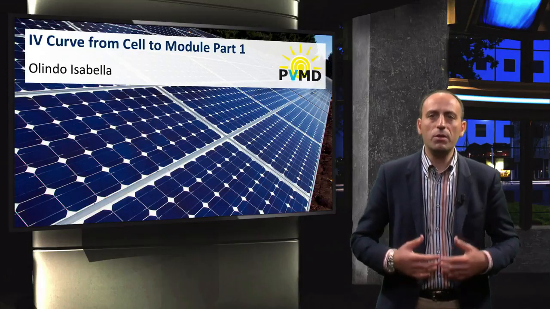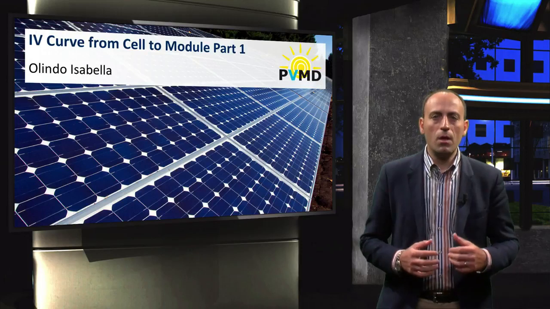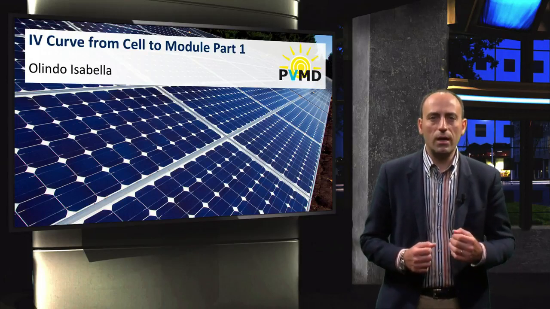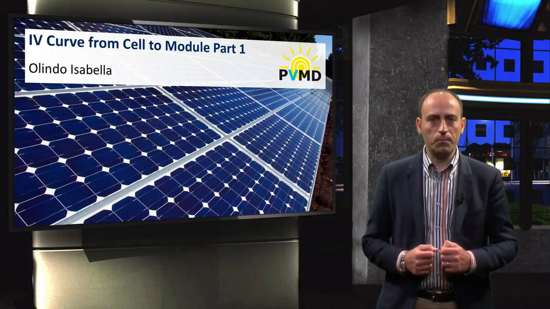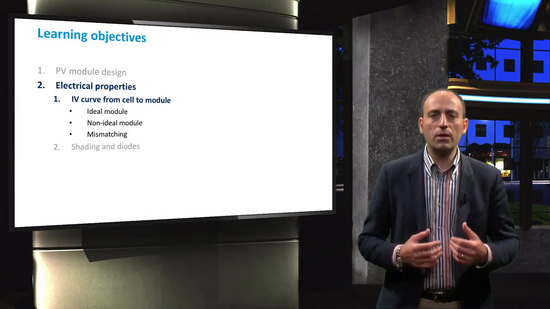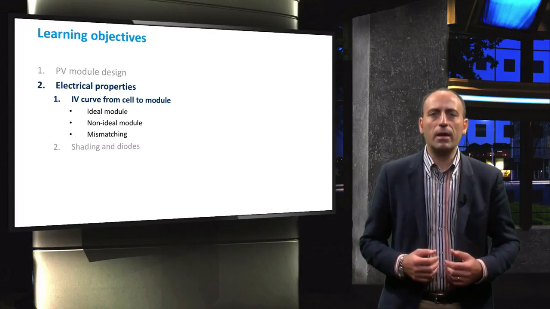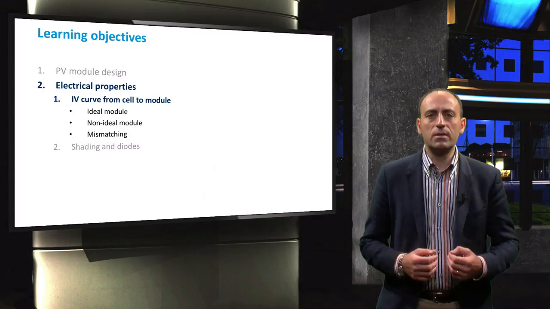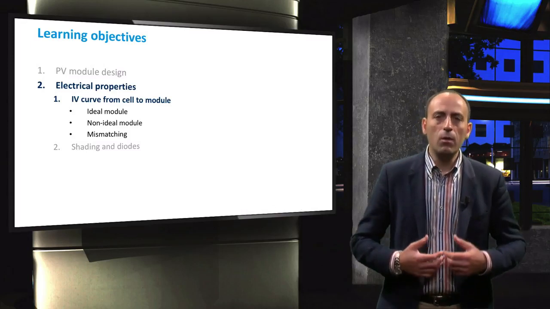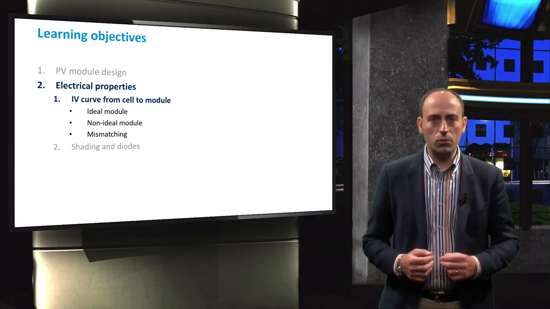In the previous video, we discussed how multiple solar cells are connected to make a module. Now we will look at the characteristic IV curve of such a PV module. In this video, we will start with the IV curve, or current voltage curve, of a single solar cell. We will then build up an ideal module and look at its IV curve. Finally, we will discuss the various mismatch effects that affect a real module.